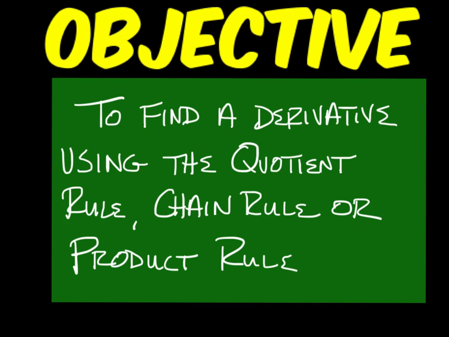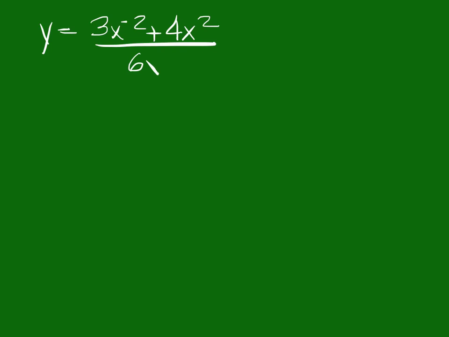To find a derivative using the quotient rule, chain rule, or product rule. And today we'll probably stick with this. Here's example 1. On this example, y equals (3 to the negative 2 power plus 4x squared) over 6x to the negative 3.